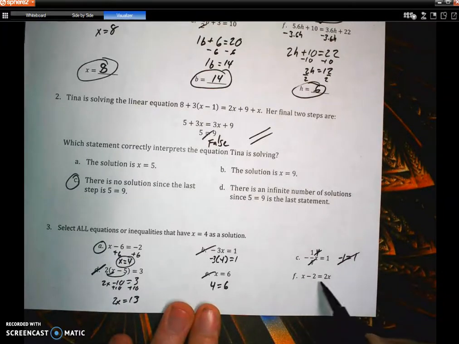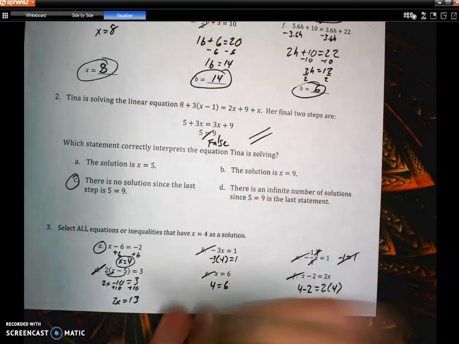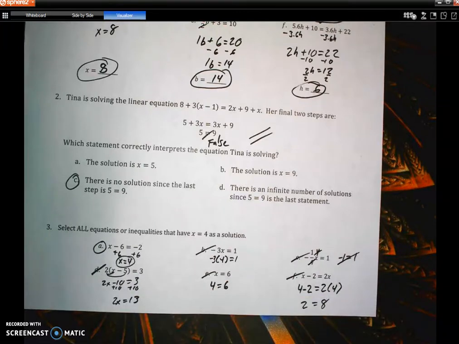Ooh, x minus 2 equals 2x, right? So we're asking ourselves, will 4 work on this one? Does 4 minus 2 equal 2 times 4? It does not, because that equals 2, that equals 8. So the only answer here is going to be A on this study guide.